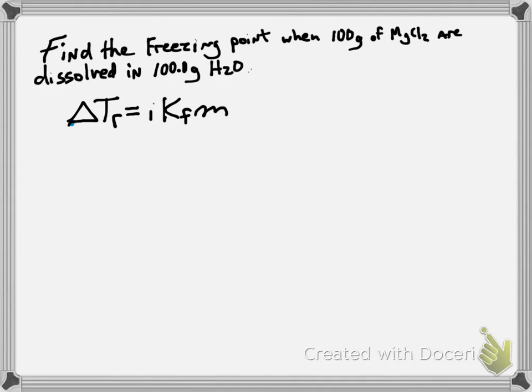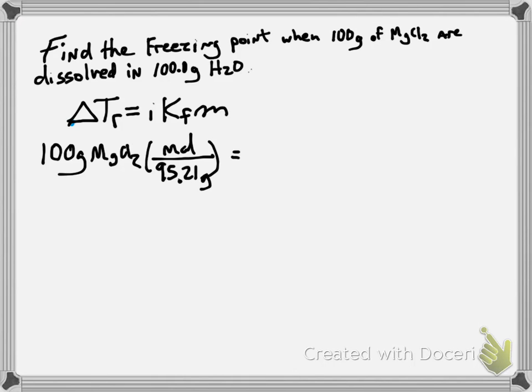Now, we need to solve for molality first, so let's go ahead and solve for our moles. We know that we have 100 grams of MgCl2. The molar mass of MgCl2 is 95.21 grams per mole. So this gives us about 1.05 moles.